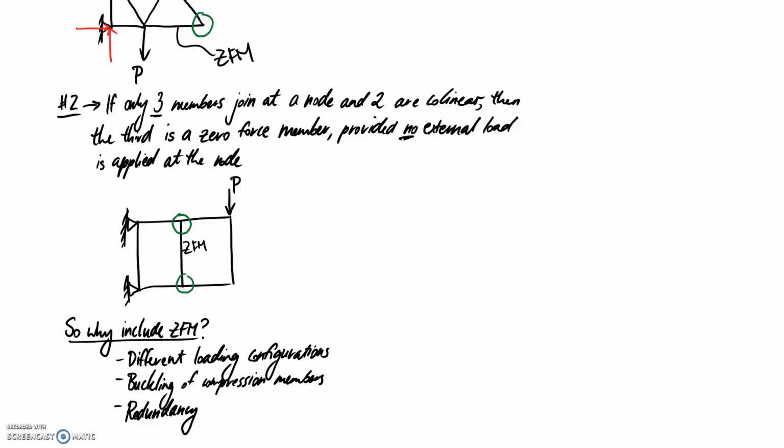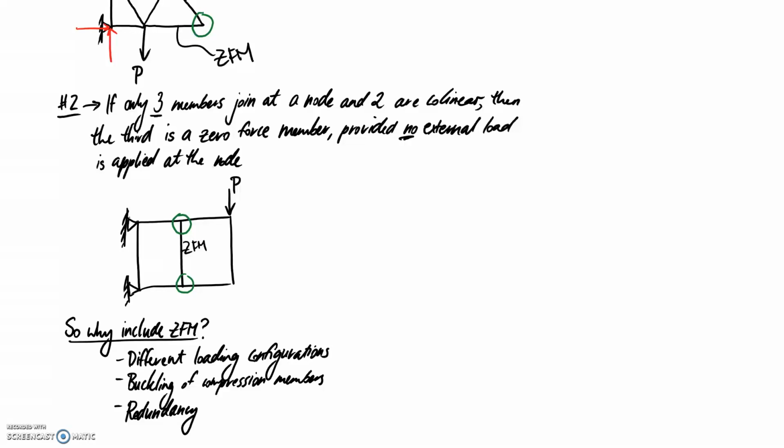But if you have a bridge or something, you might have multiple different loads. So in one instance, you might have force out here. In another instance, you might have force on a different part of the bridge. So accounting for those different loading configurations means that sometimes a member will be zero force in one configuration, but then it will be taking a load in a different configuration.